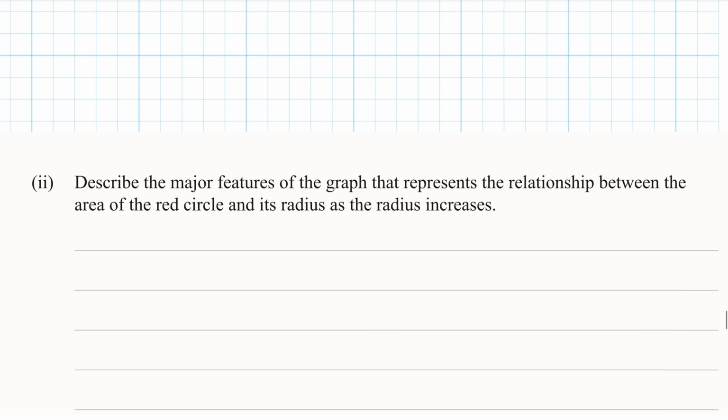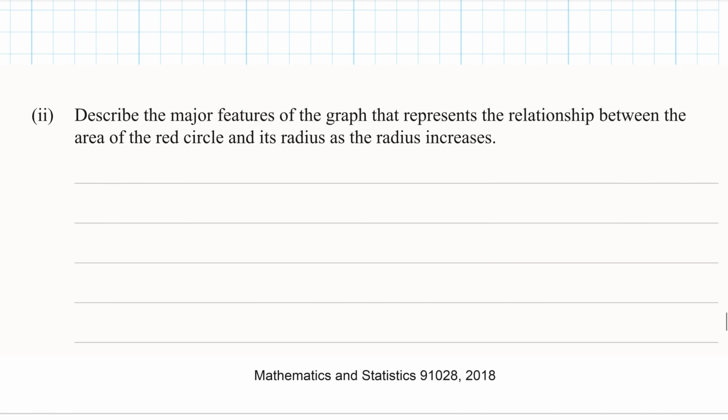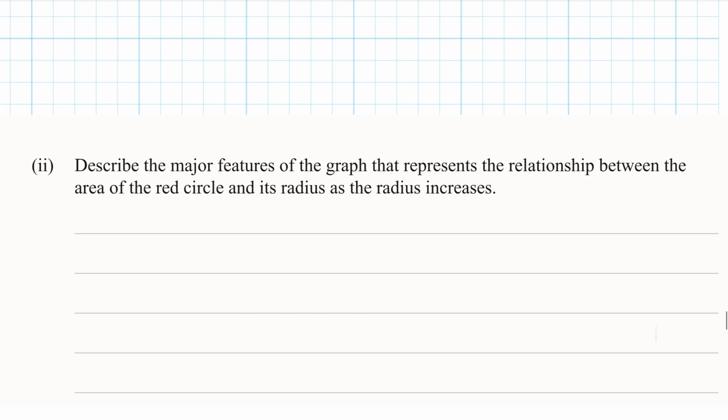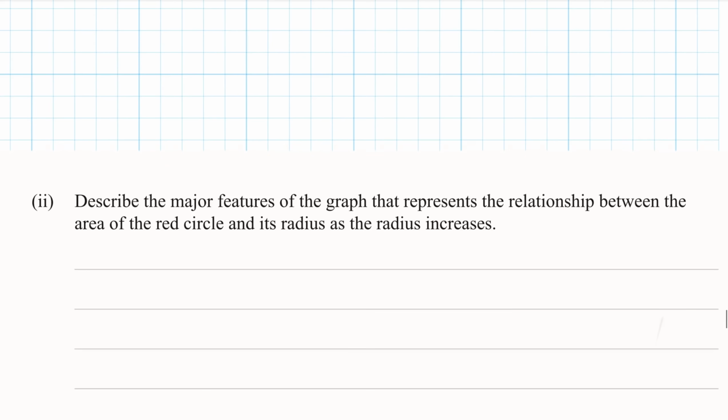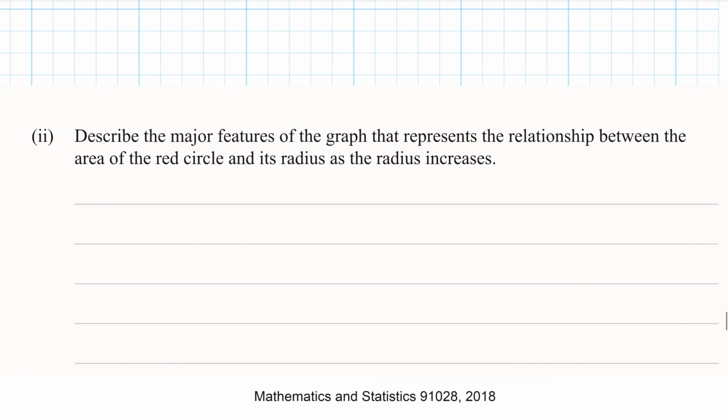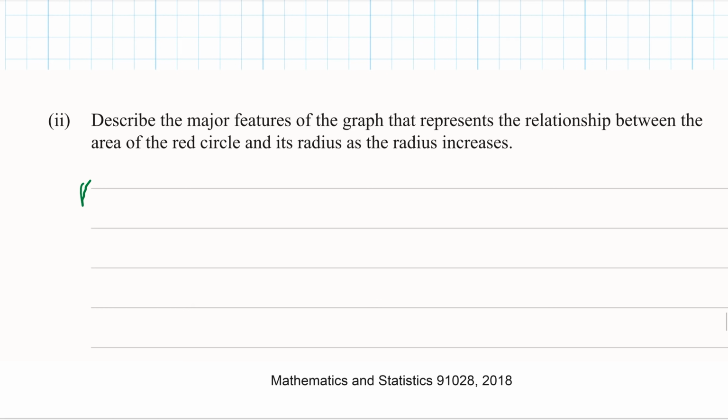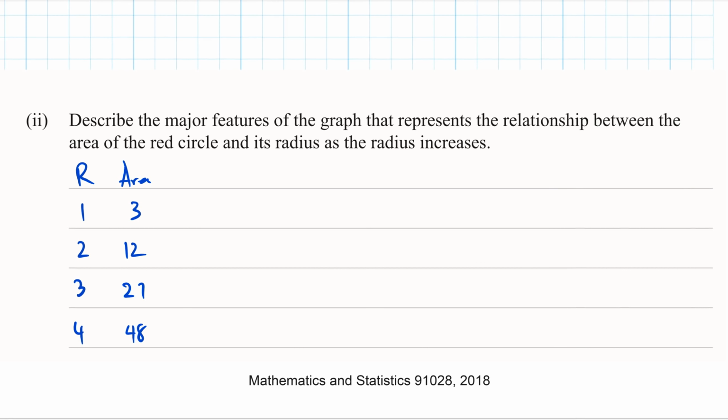So it says, describe the major features of the graphs that represent the relationship between the area of red circle, and so on. So what we then have is, I'm actually going to go back and get that table. The table there was, if you remember, radius and then area. So radius was 1, 2, 3, 4, and then the area was 3, 12, 27, and 48. So we've got to try and figure out what this graph is.